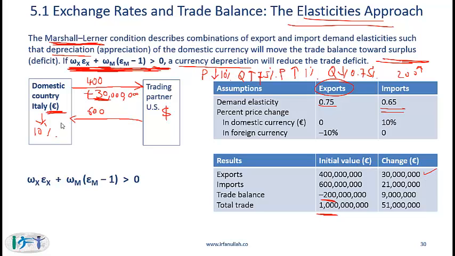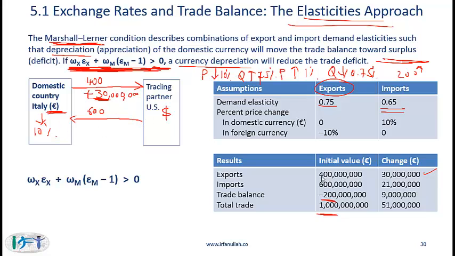Some students get confused about the fact that the price is not changing, and again I'll emphasize that is because as far as Italy is concerned, it is still getting euro. So if the euro has devalued for the rest of the world, as far as Italy is concerned, 30 million euro is still 30 million euro. What about imports?